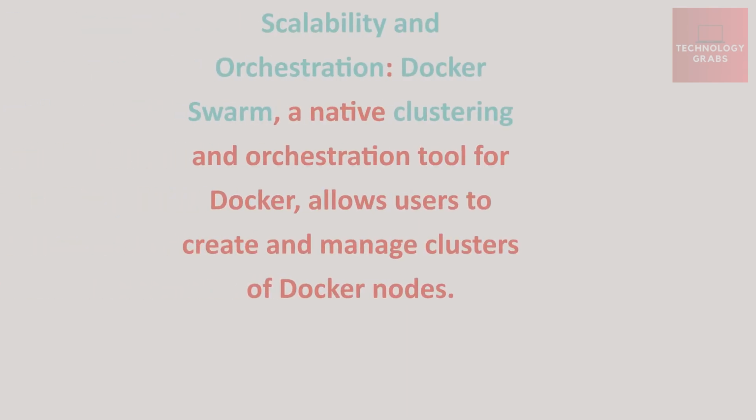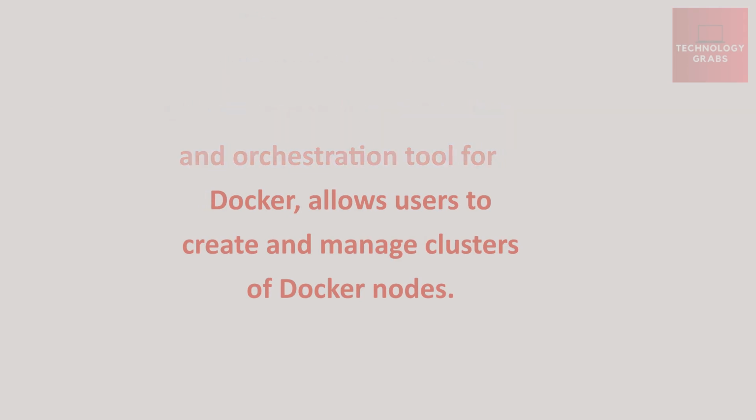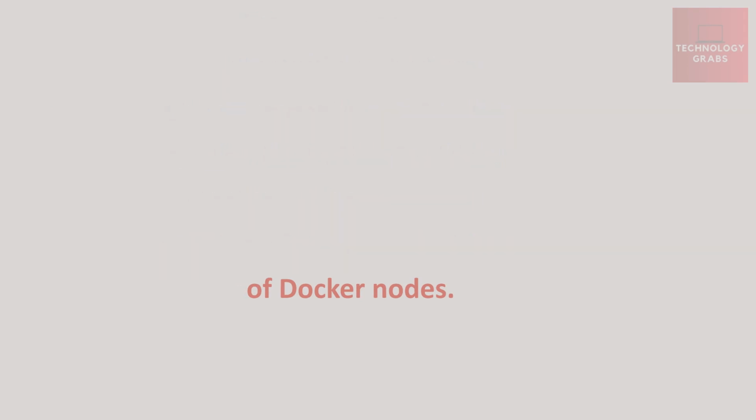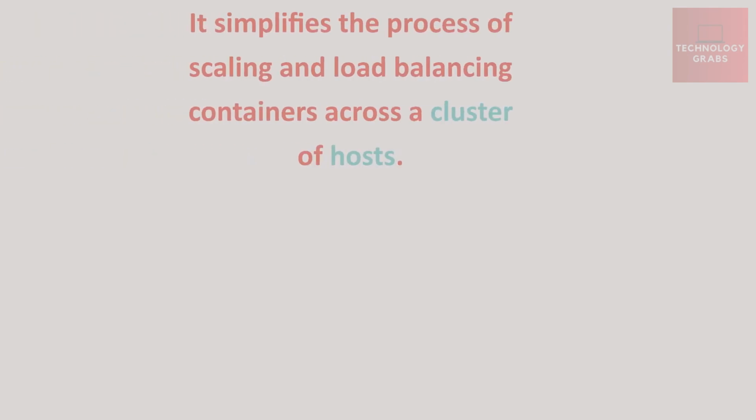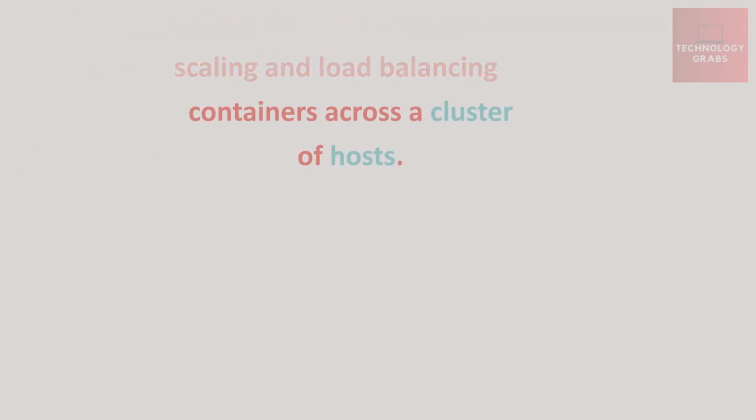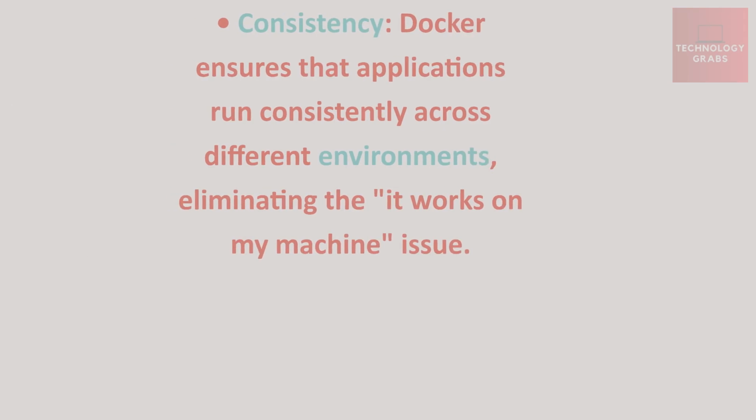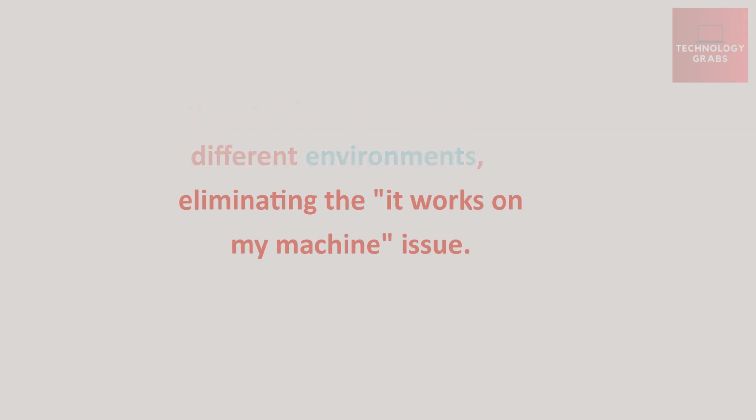Scalability and orchestration. Docker Swarm, a native clustering and orchestration tool for Docker, allows users to create and manage clusters of Docker nodes. It simplifies the process of scaling and load balancing containers across a cluster of hosts. Benefits of Docker. Consistency. Docker ensures that applications run consistently across different environments, eliminating the "it works on my machine" issue.